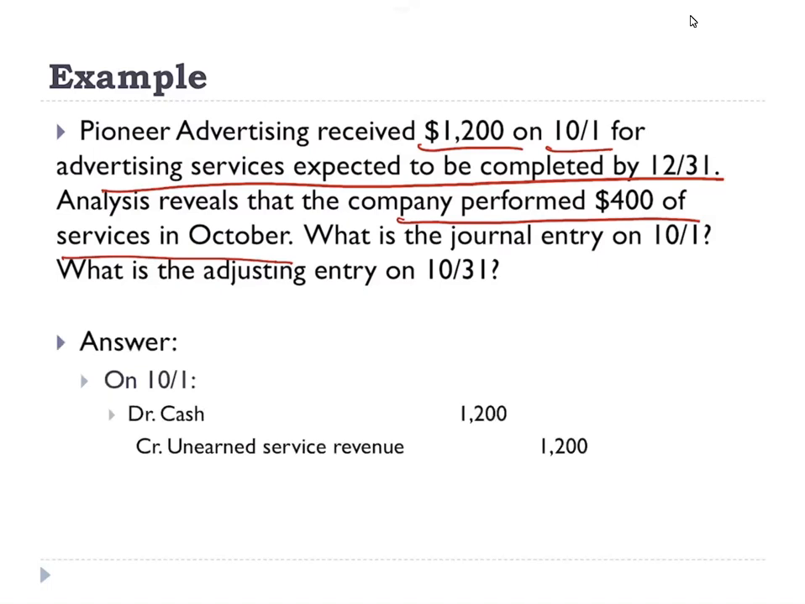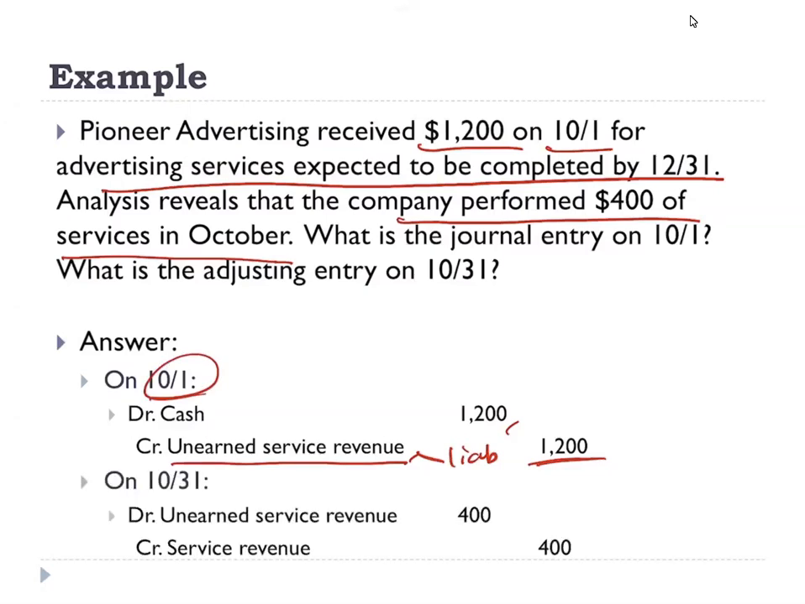So first of all, on October the 1st, the firm received cash. Cash increased by $1,200. And at this time, the firm hasn't performed service yet. So the firm cannot recognize it as a revenue for the firm. However, the firm does receive cash. So this created a liability for the firm in the sense that now the firm has an obligation to perform that service in the future. So we credit unearned service revenue, which is a liability, for $1,200. This is what happens on October the 1st.